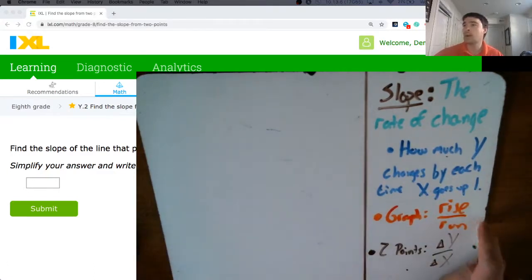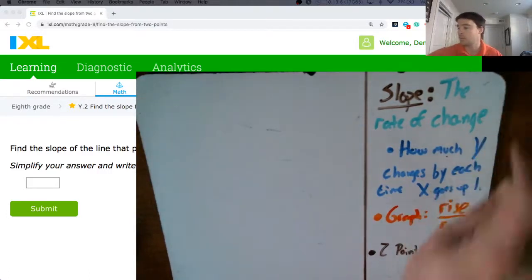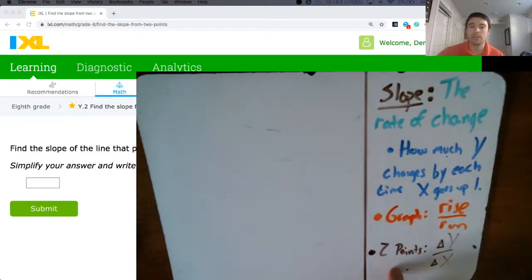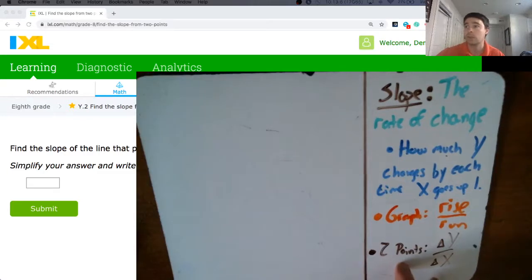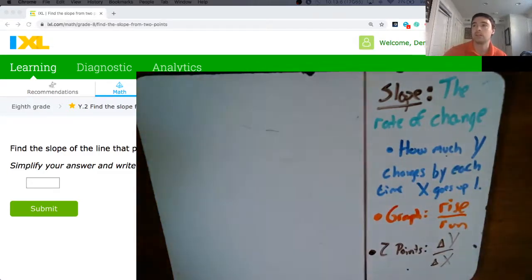Earlier we worked on a graph, and when we have graphs, it's helpful to think of rise over run to be able to measure that rate of change. But sometimes, like this second IXL assignment, they're just going to give you 2 data points from the graph or 2 solutions to the linear equation, and they're going to ask you to measure the slope or the rate of change between those 2 data points.